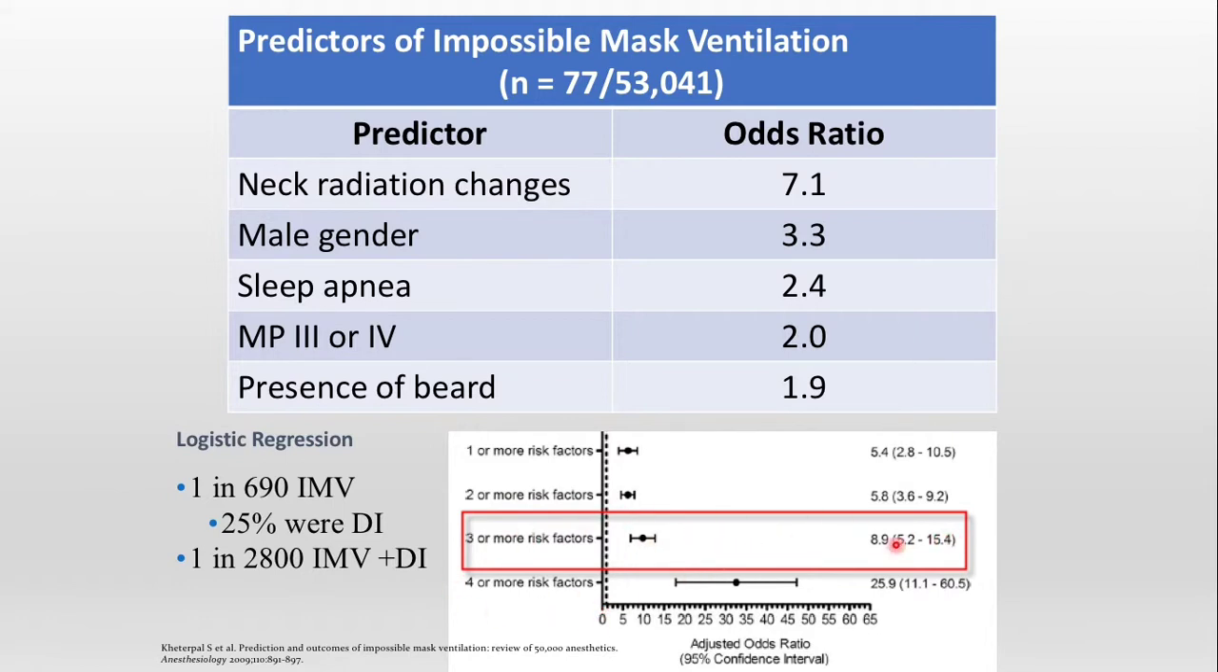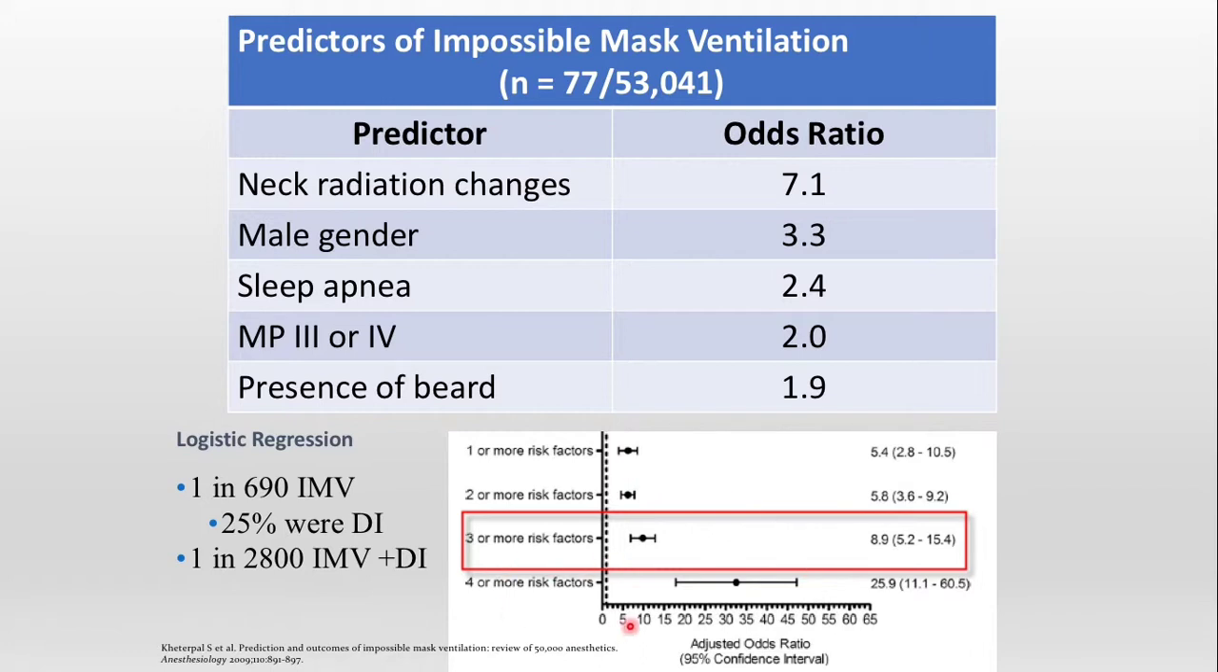And so what they came up with is an odds ratio of, if they had 3 or more risk factors, they were 8.9 times more likely to be impossible mask ventilation if they had 3 or more of these particular risk factors. And you can see each one of these had a different odds ratio associated with it, with neck radiation changes having the greatest risk. So this is just an example of how logistic regression can really help us inform our screening and management of patients.